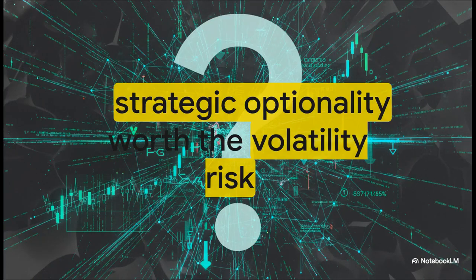As you digest this explainer's breakdown of the matrix, you have to ask yourself a tough question. When you look at those expanding share counts and negative cash flows, is Intel's strategic optionality actually worth the near-term volatility risk? Or is this AI turnaround already priced to absolute perfection?